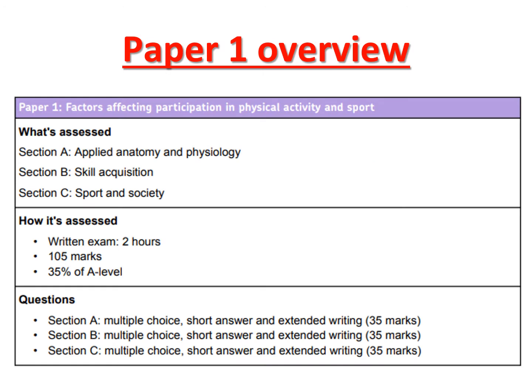Okay, so for A-level PE, you will sit 2 exam papers. Both papers are 2 hours long, and they are split up into 3 sections each of equal marks or points. Okay, so paper 1 is about the factors affecting participation in physical activity and sport. I'm going to talk you through the 3 sections that are included in this paper.